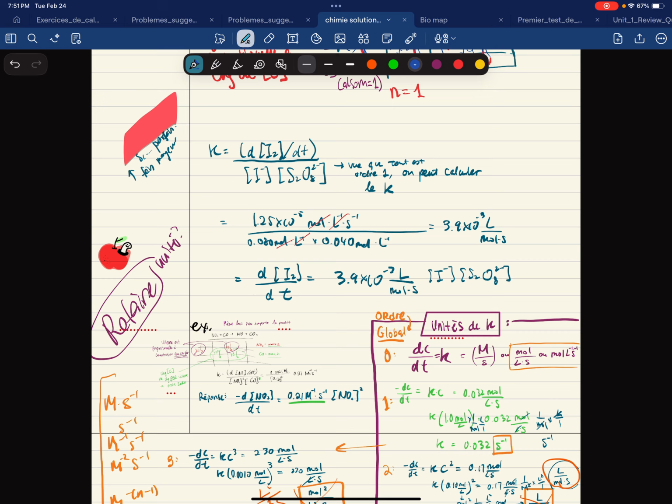And usually these orders will be whole numbers, small whole numbers, so it won't be a fraction or negative, usually speaking. And these orders are only found experimentally. They're only found experimentally.